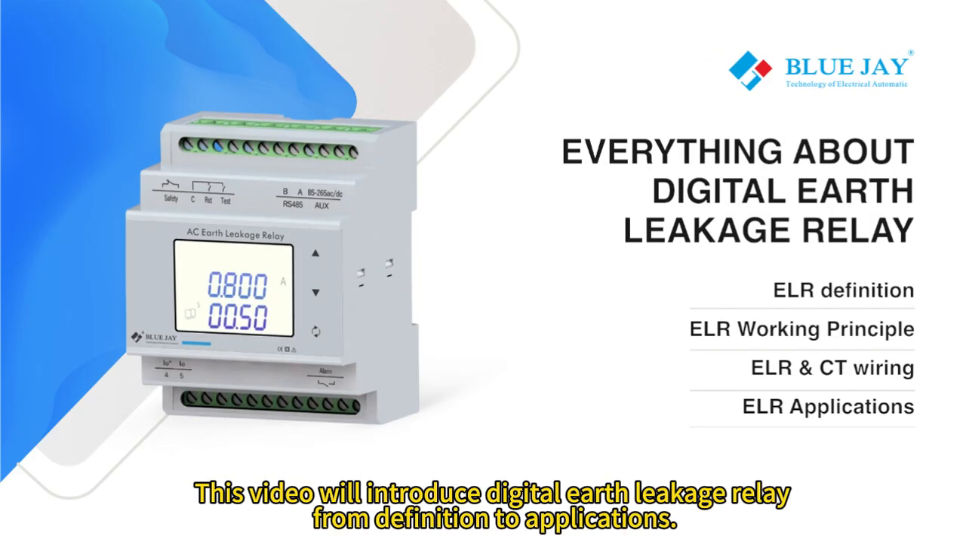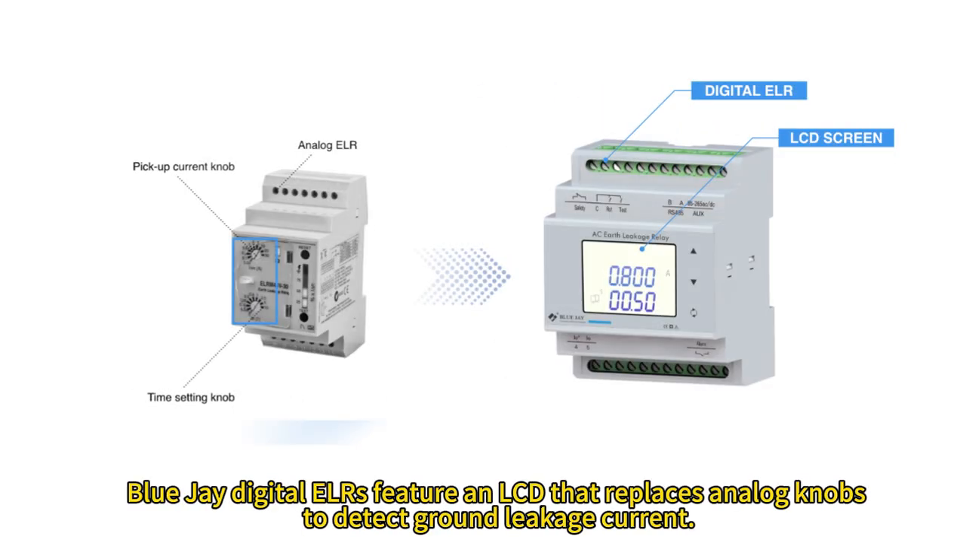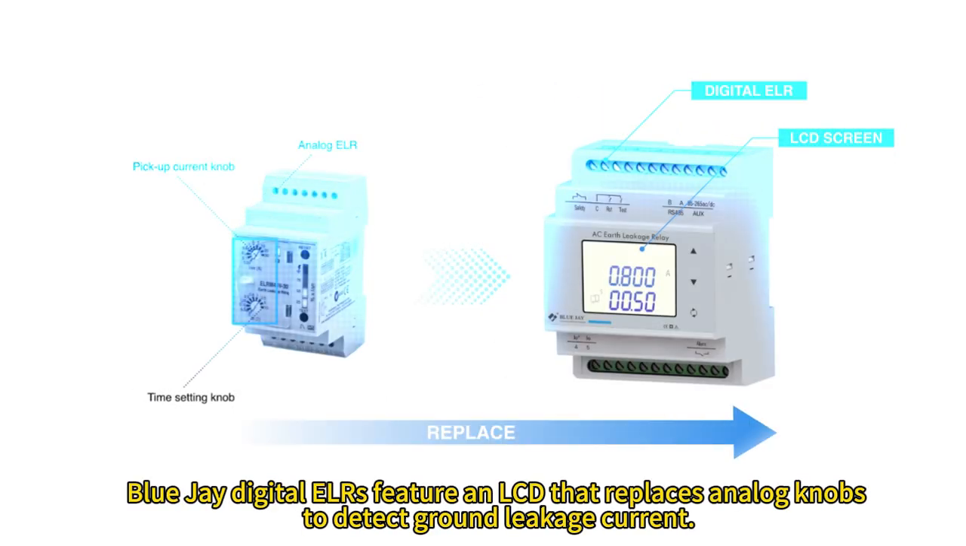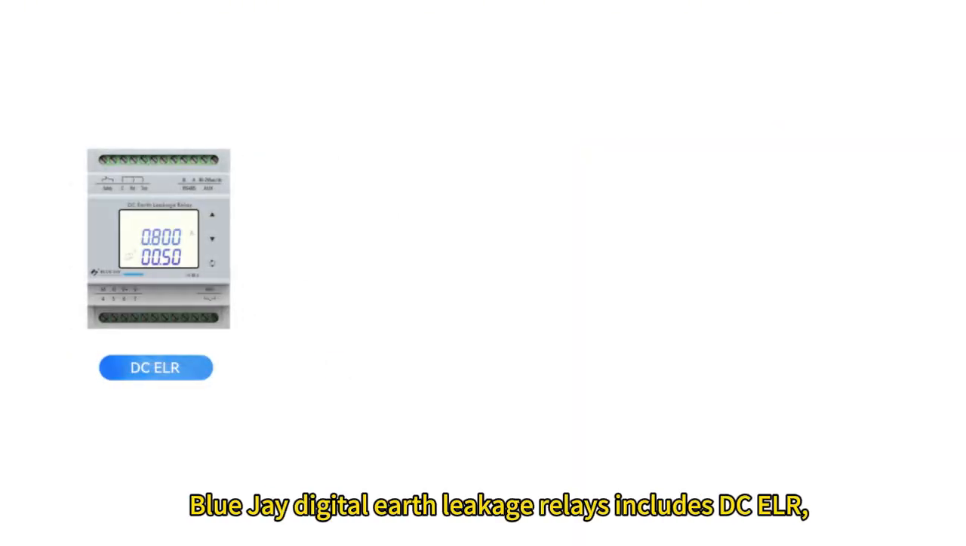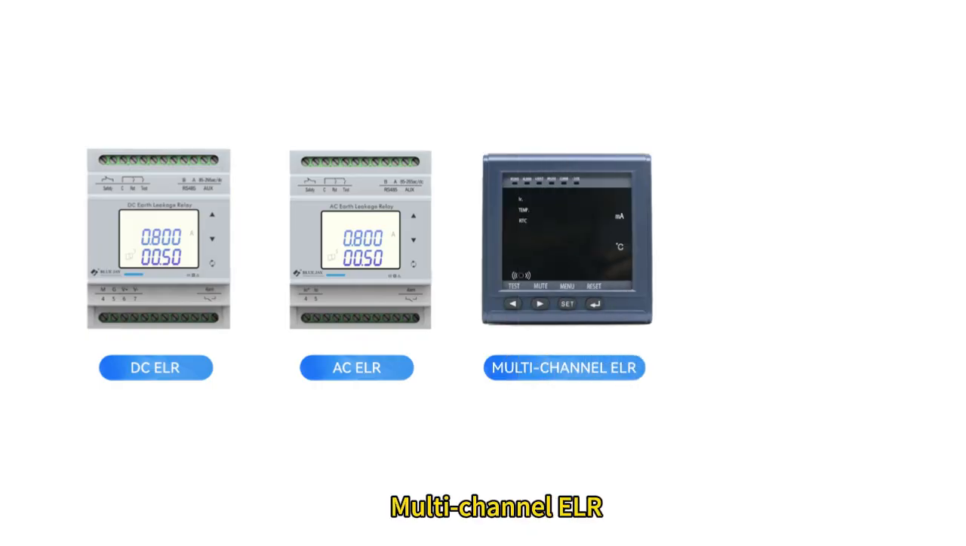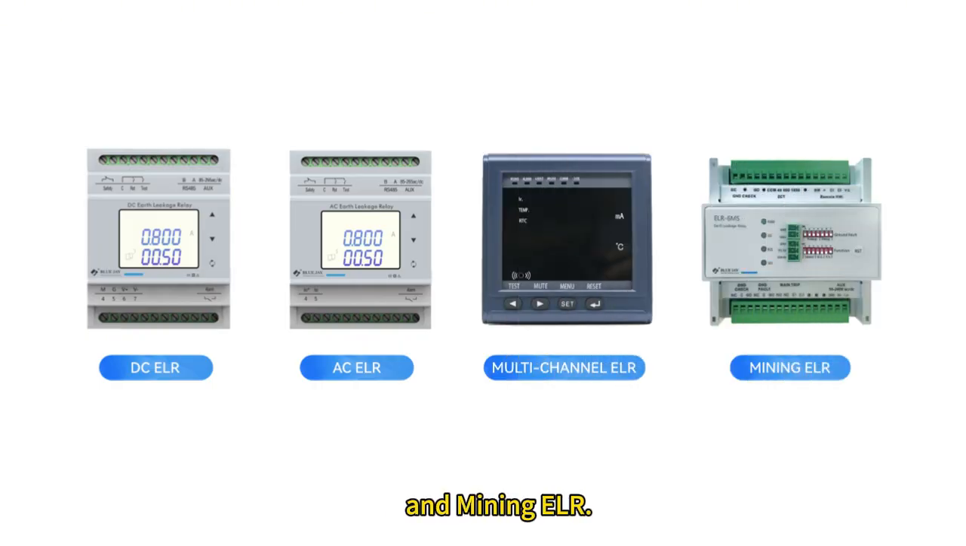This video will introduce digital earth leakage relay, from definition to applications. Blue Jay digital LRs feature an LCD that replaces analog knobs to detect ground leakage current. Blue Jay digital earth leakage relays include DC LR, AC LR, multi-channel LR, and mining LR.